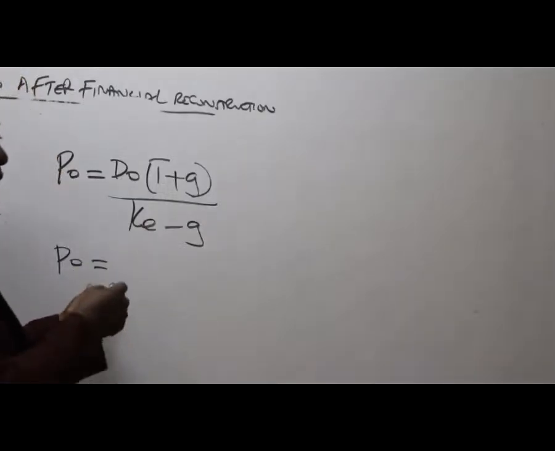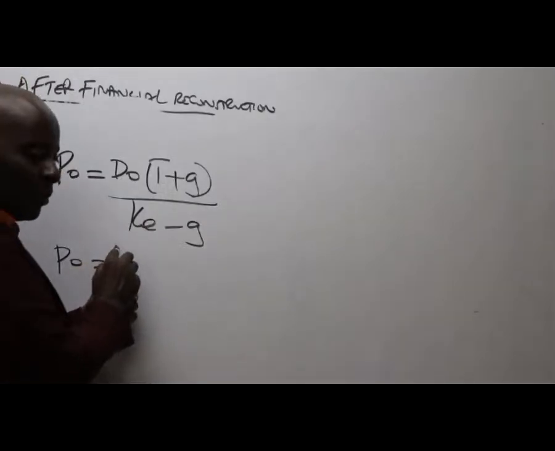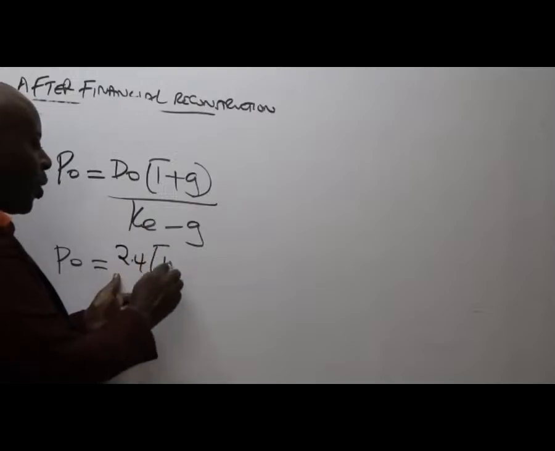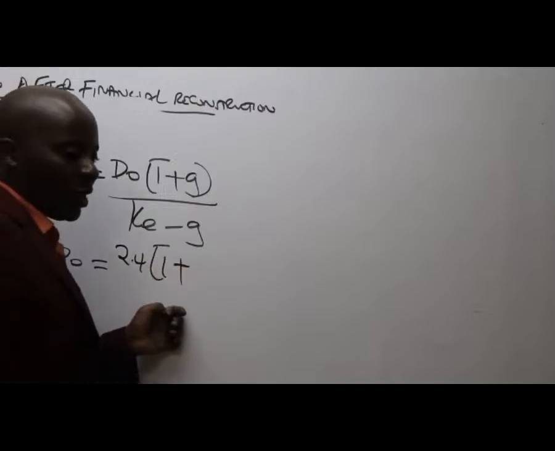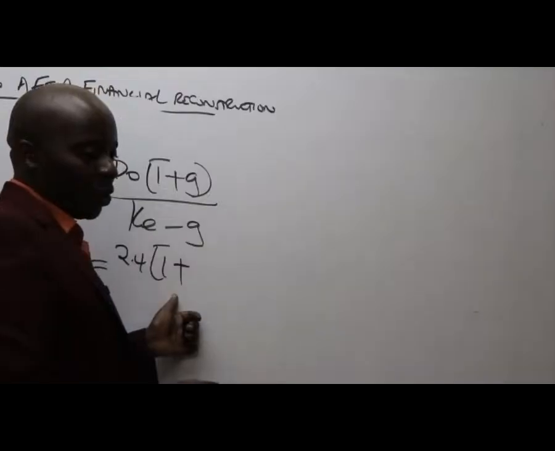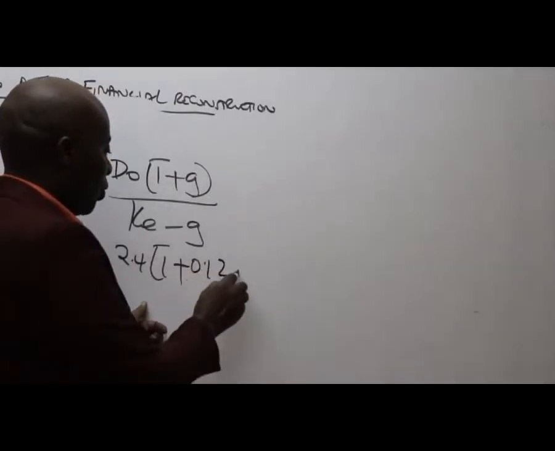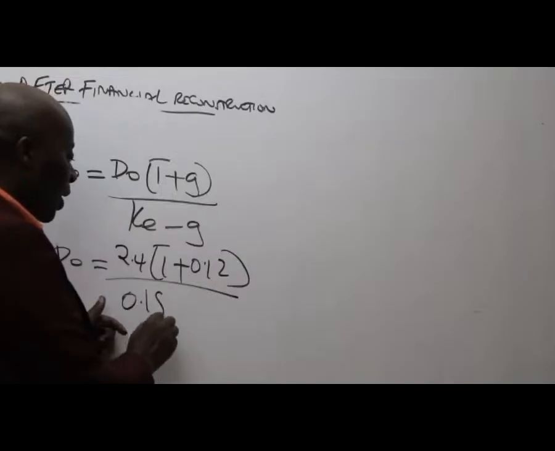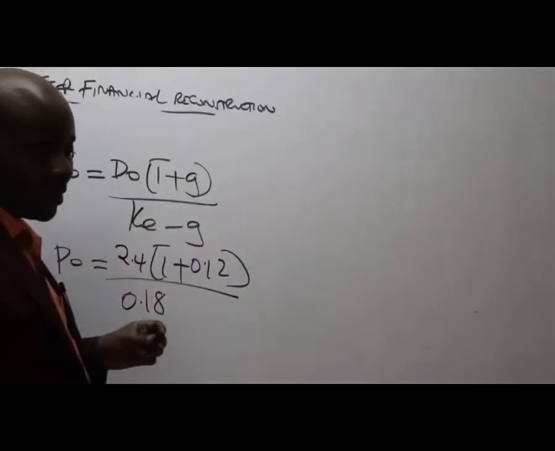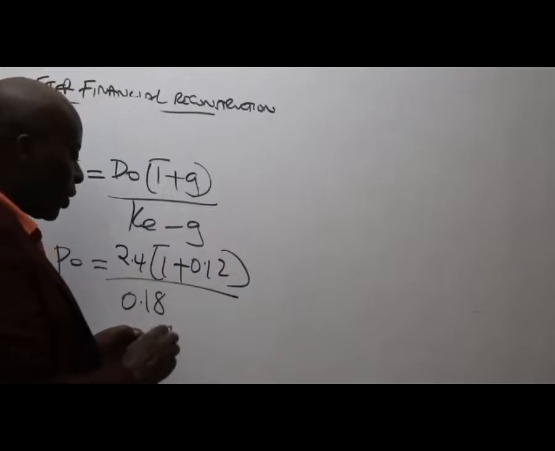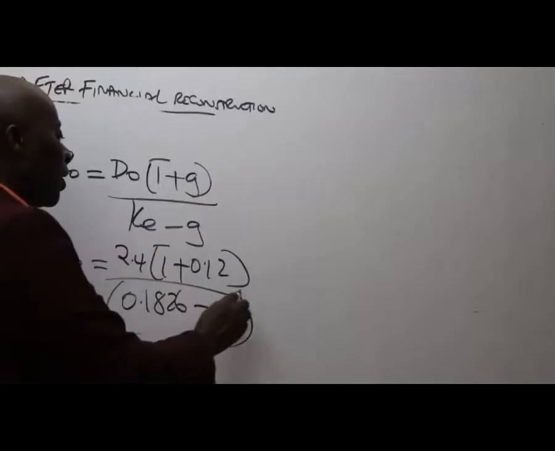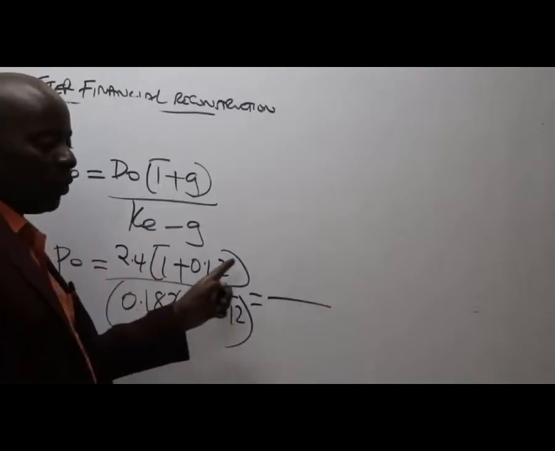So the DO still remains the same. So the DO is what amount? Can somebody remind us? It's 2.4 into 1 plus growth rate. What is the growth rate? 0.12. All over cost of equity. We wrote the cost of equity here. Was it 0.18? Please remind us, 0.1826 minus the 0.12.